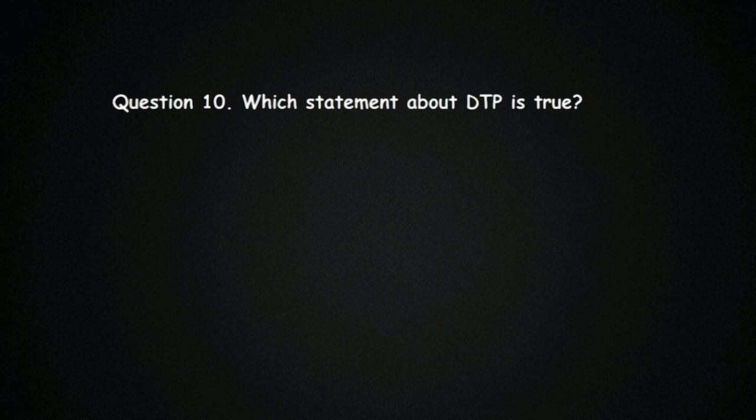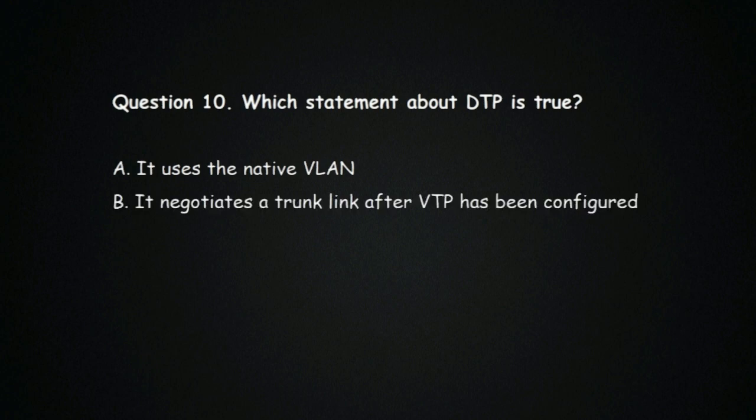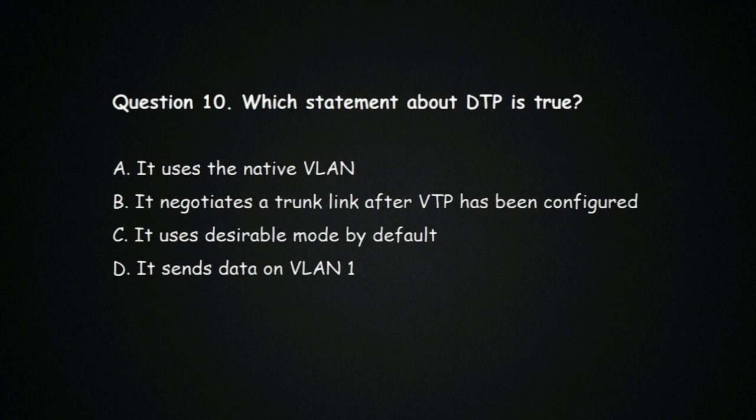Question 10. Which statement about DTP is true? A. It uses the native VLAN. B. It negotiates a trunk link after VTP has been configured. C. It uses desirable mode by default. D. It sends data on VLAN 1. Answer is D.